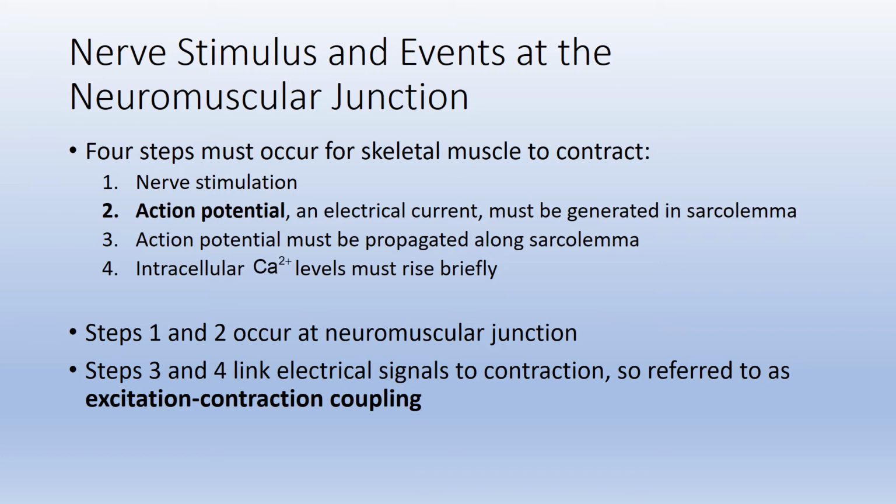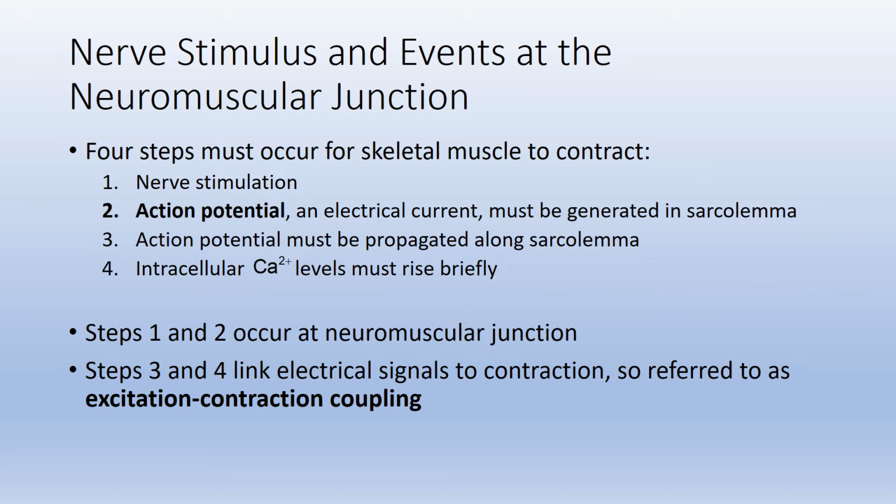Before we see any contraction, we have the 4 steps that have to occur. The first is a nerve stimulus, so this comes from the nervous system. From there, we have the generation of electrical current, which we will now refer to as the action potential. The action potential is going to be created in the sarcolemma, or the plasma membrane of a muscle cell. From there, we need to spread that electrical current all across the entire sarcolemma, and from there we see a rise in the intracellular levels of calcium.